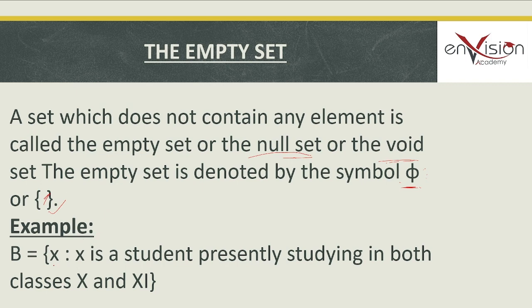Just write down the braces here. For example, B is equal to {x}. Now this is a kind of set builder form, we all know. If we write down the braces x such that x is a student presently studying in both class 10th and 11th. Is it possible that any student is studying in 10th as well as 11th?